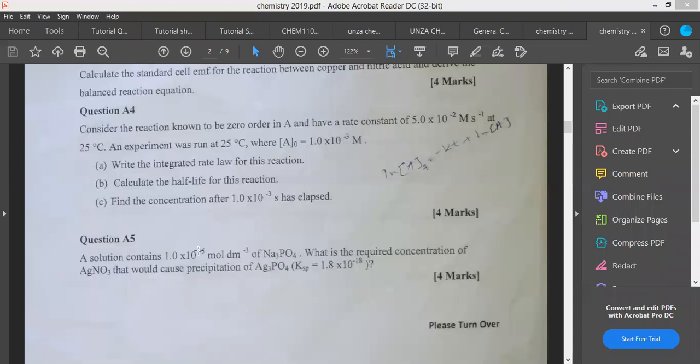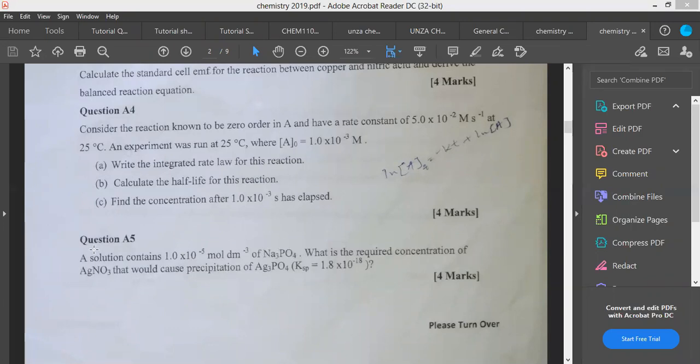Okay, so this question is on precipitation and equilibrium. So they are saying a solution contains this number of moles at this concentration of sodium phosphate. What is the required concentration of silver nitrate that would cause precipitation of silver phosphate? Okay, so meaning when this and this react, silver phosphate is going to be a precipitate formed here.